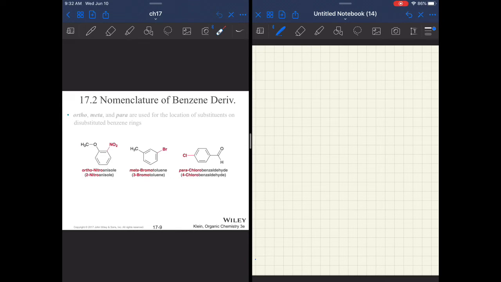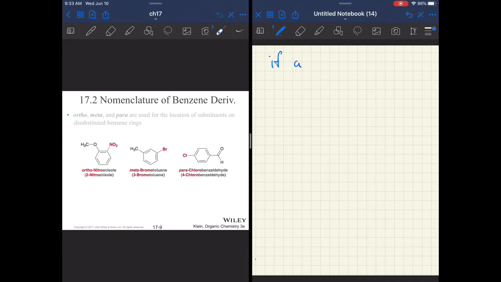Now, if you have a substituent that gives you a common name, then you're going to use that common name, right? So here, you could name this a nitromethoxybenzene, but OCH3, right? If we look at this, this is anisole. So this is a nitroanisole, and I can call it 2-nitroanisole, but ortho is something that's very widely accepted.